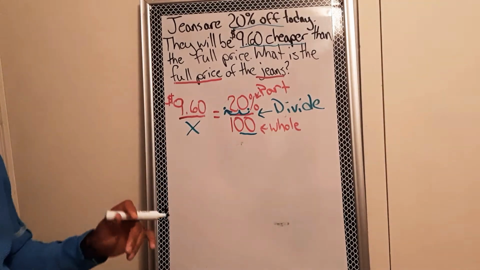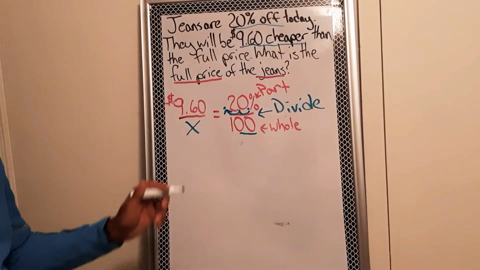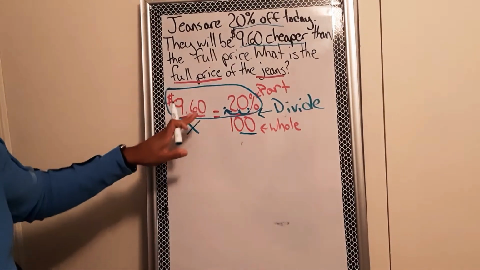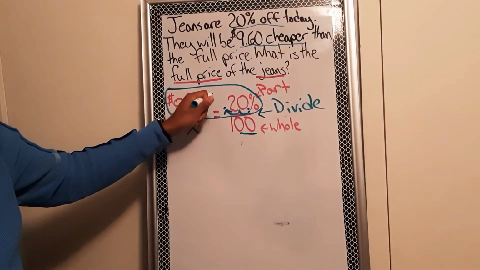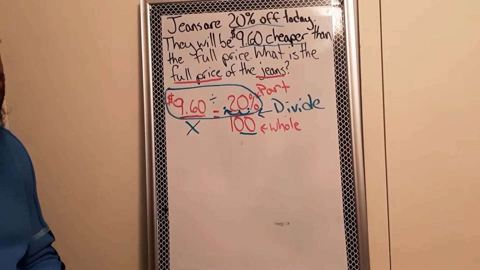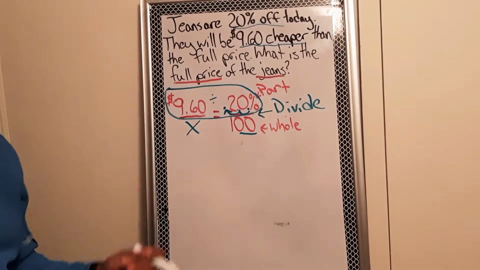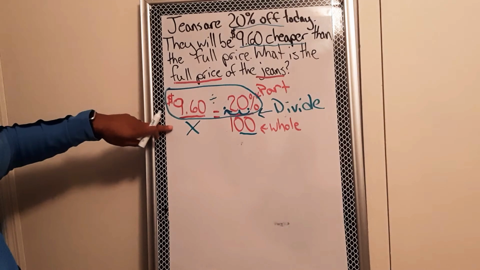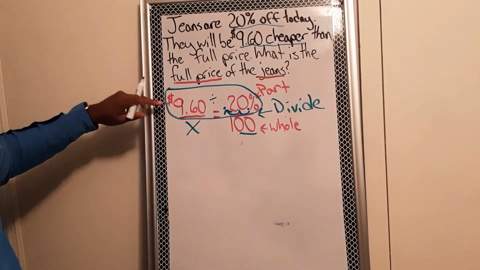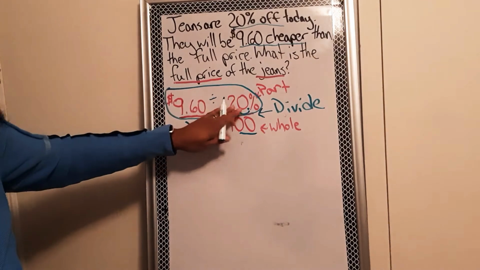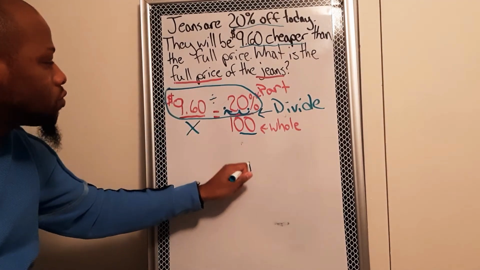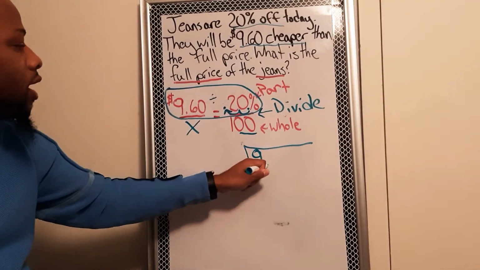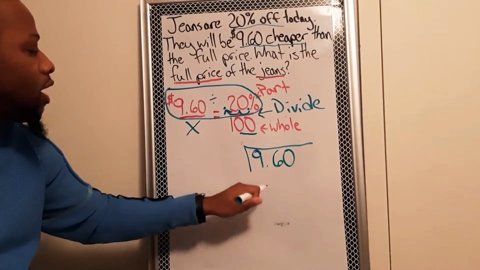So I've converted my 20% to a decimal, and now I'm going to focus on these two numerators. I'm going to take $9.60 and divide it by 20 hundredths, or 2/10. Which number goes inside the house, you ask? Well, since we're looking for the whole, the total price of the jeans, we have to divide the part by the percent. So the part is what's going to go inside the division house. So I'm going to place $9.60 inside the house.